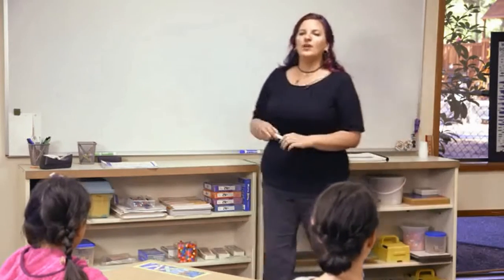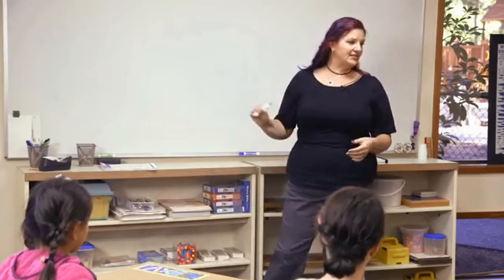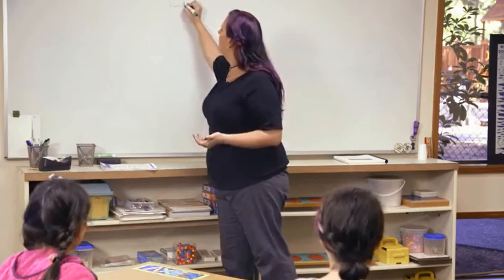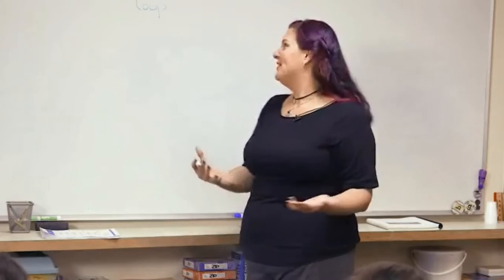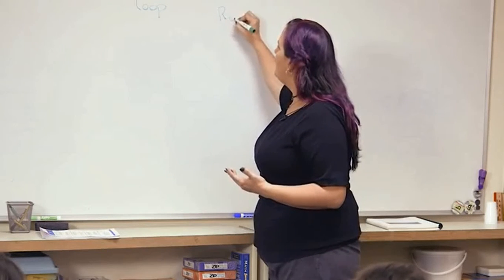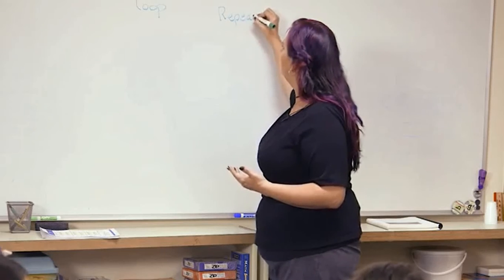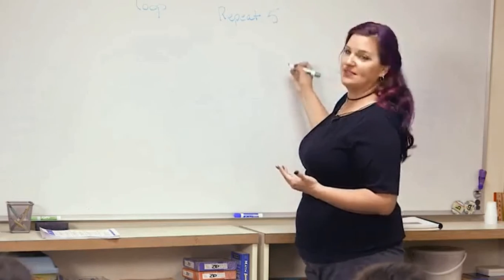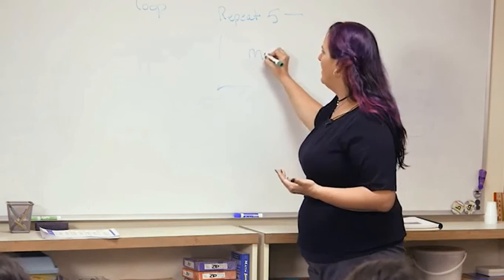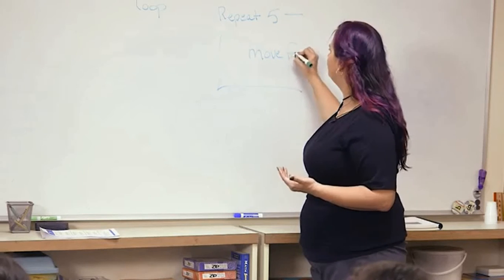So what do you remember about a loop? Yes, it's something that repeats over and over until you tell it to stop. A loop is something that repeats and you get to tell it when to stop, right? So we might have a loop, and in CS Fundamentals, we call it a repeat block. So we might repeat something 5 times, and the thing we repeat might be something like move forward.